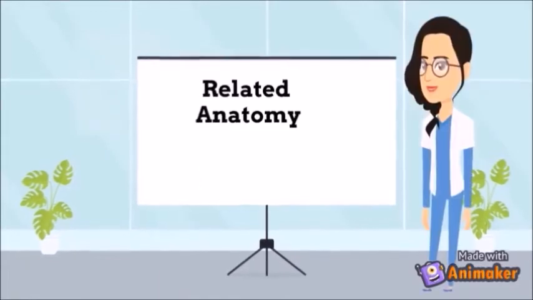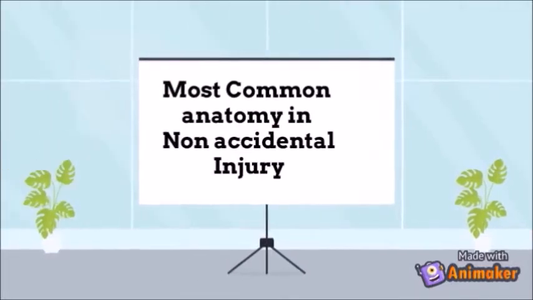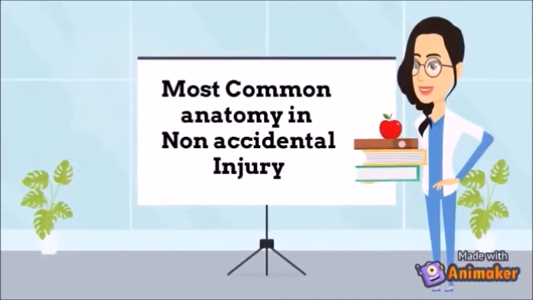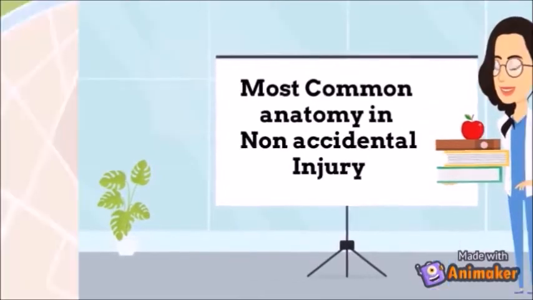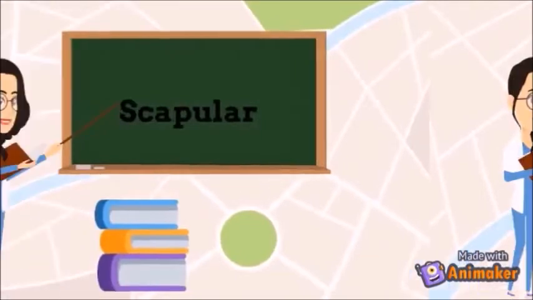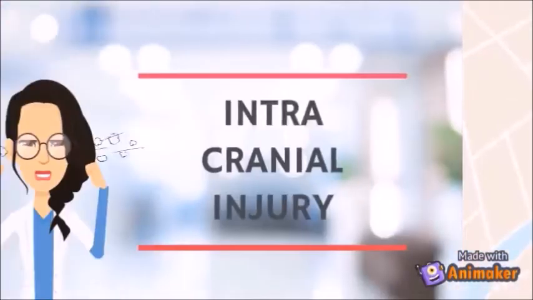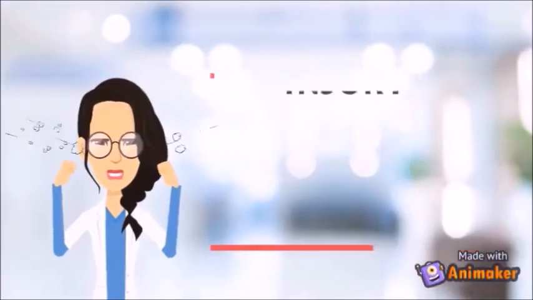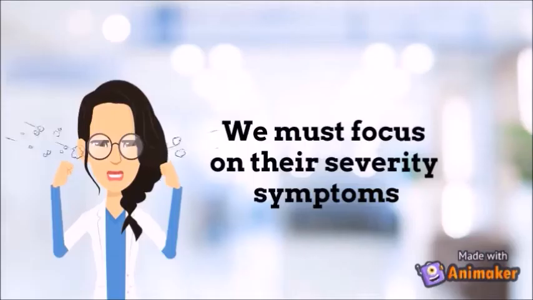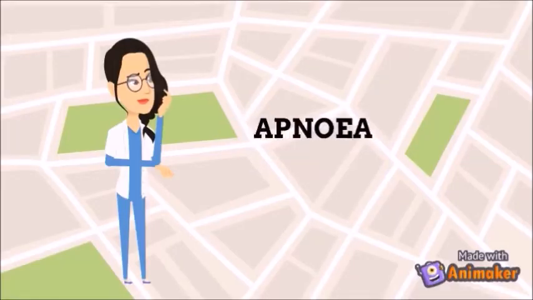Now we move to related anatomy. The related anatomy included some of the anatomy that is associated with non-accidental injury, such as classic metaphyseal lesion, posterior ribs, scapula, sternal angle, and skull. Intracranial injury is also associated with non-accidental injury. We should focus on their symptoms, especially if they show severity symptoms such as unexplained vomiting, irritability, and apnea.